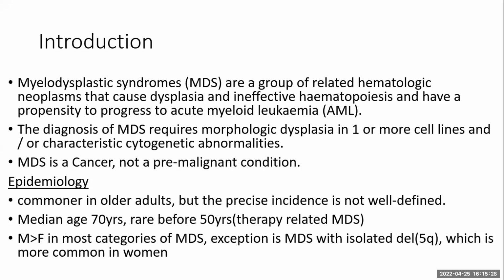A bit on the epidemiology, it is common in older adults, but the precise incidence is not well defined. The median age is around 70 years, so it's basically a disease of the old. It is rare before 50 years, but when you consider therapy-related MDS, this entity can actually be found in younger subjects. It is more common in males in most categories of MDS, with the exception, of course, of the MDS with isolated deletion 5q, which we know is more common in women.